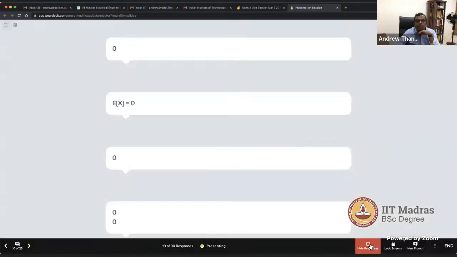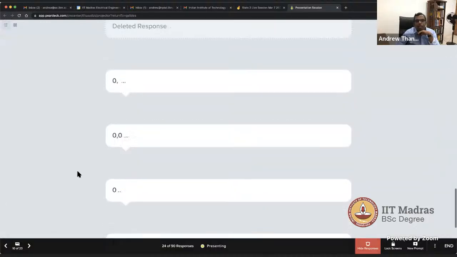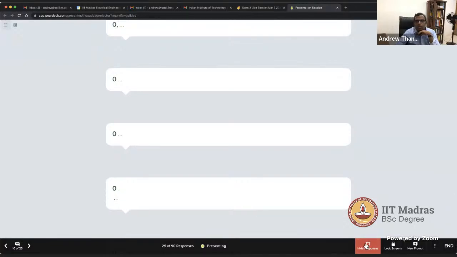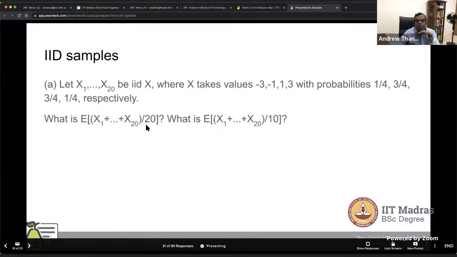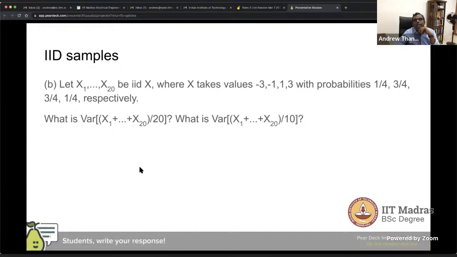I think it's 0, 0, 0, 0, 0, 0. Okay, so who has got the answer has got it right. It's going to go 0, 0. So it's basically this 1 by 20 and 1 by 10 are going to come out. You're just going to look at expected value of x1, and each of these things is expected value of x, and that's going to go to 0. You can do the multiplication, you'll get 0. Okay, so let's look at variance. The same quantities, x1 plus x20 by 20, and then x1 plus x20 by 10. What will be the variance?